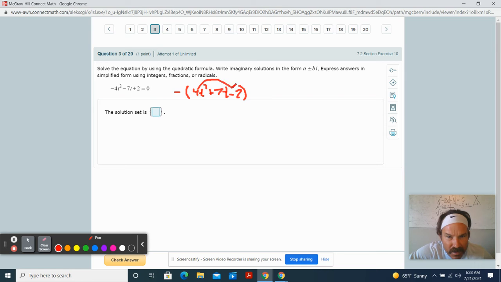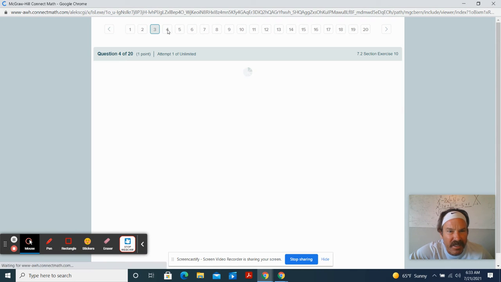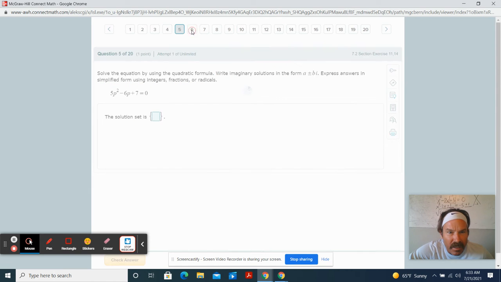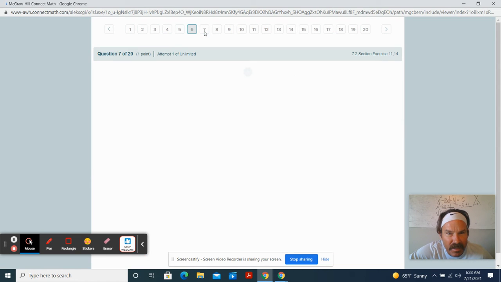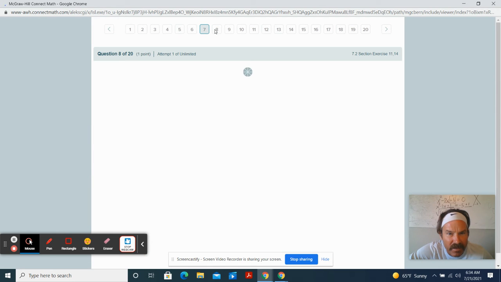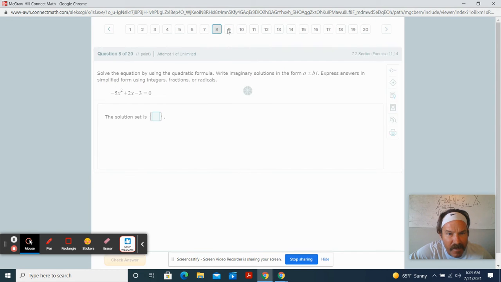And I think this is factorable as well. 4 times 2 is -8. -8 and +7. Yeah, that's also factorable. So I want to get to one that's non-factorable, because that's basically what the quadratic formula is all about. And I think we get to problem number, let's see, I think it's 8. No, maybe it's 9.